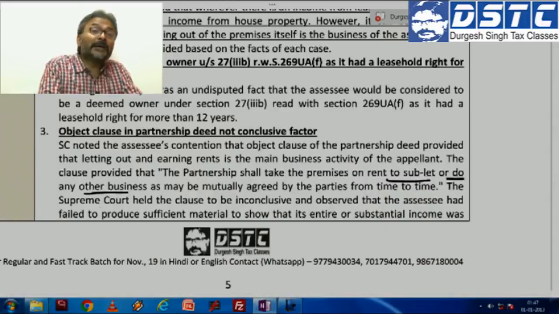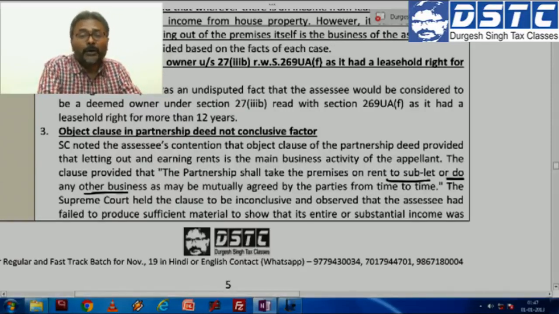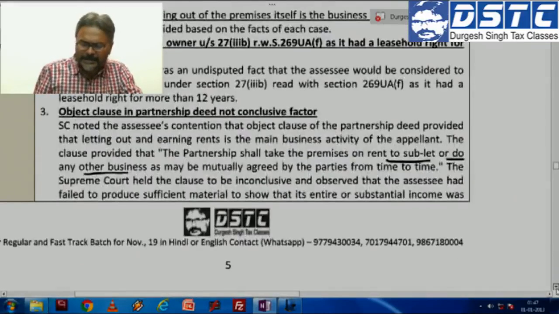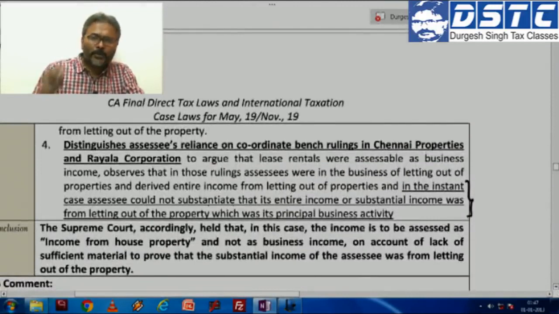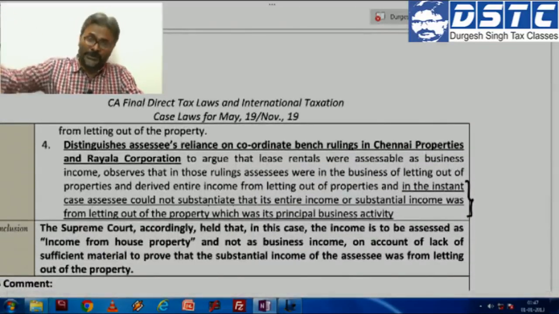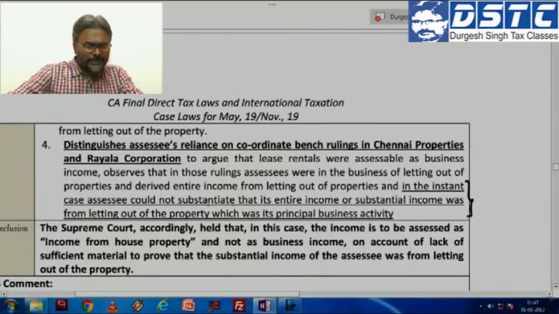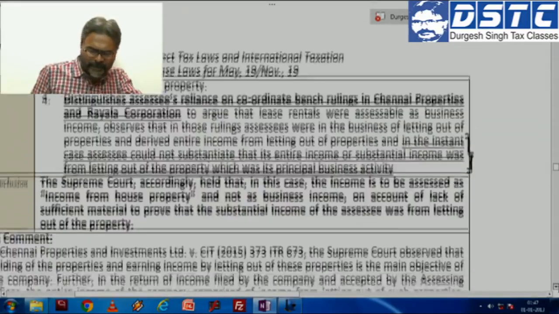It is left open to the partners to decide whether you want to do subletting or you want to conduct any other business. It's up to the partners to decide. And if it is up to the partners to decide, accordingly, it was held what? That the deed is inconclusive, and hence the final judgment made by the Supreme Court was that the rental income will be charged under the head house property. So this is precisely how they went on to give their final conclusion.